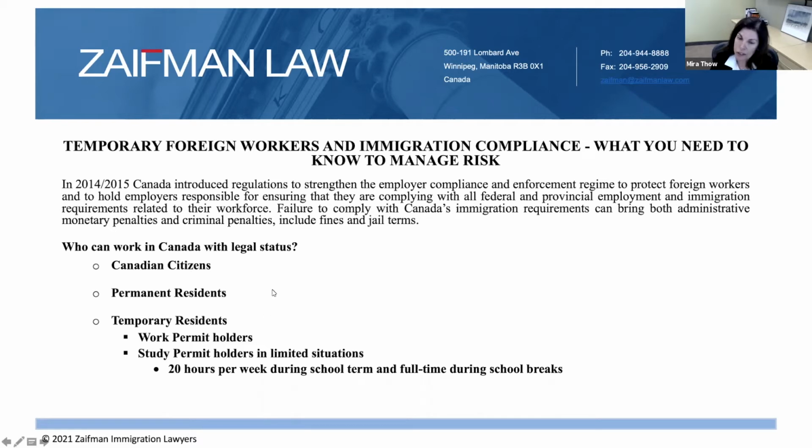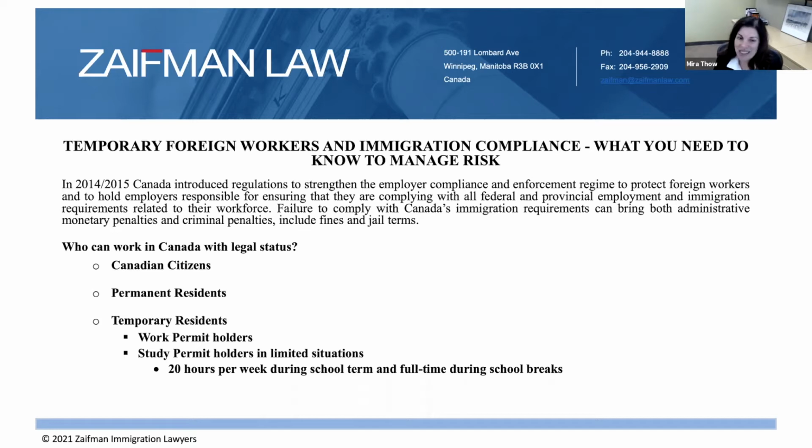The first thing you have to know is what the makeup of your workforce is and who is allowed to work legally in Canada. There are four groups that are allowed to work in Canada. First, Canadian citizens. Then Canadian permanent residents, who are allowed to work in Canada without any restrictions. The third category has two types of people, the temporary residents. The only ones who can work for you are work permit holders, who hold a document that has been issued, a work permit, or, in limited situations, certain study permit holders. Study permit holders are allowed to work 20 hours per week during the school term and full-time during school breaks. So that's who can be on your job site.